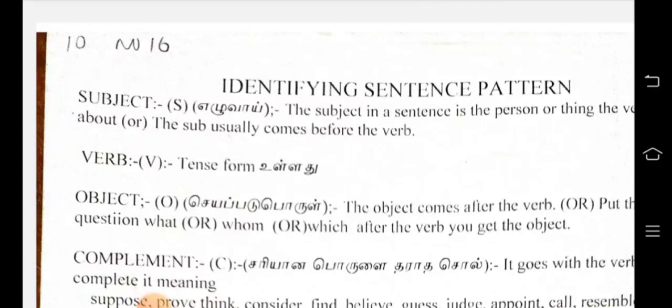The predicate can be divided into object, complement and adverb. Do you understand? Yes, okay.